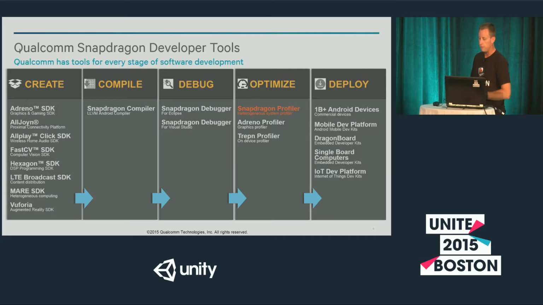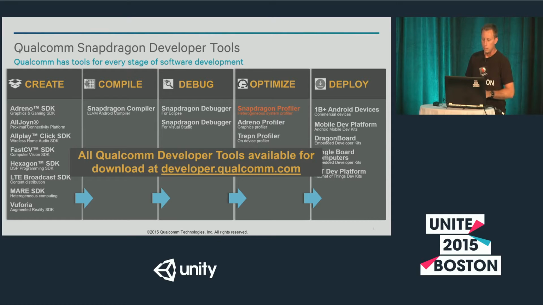And finally, the deploy phase, which is all these development platforms that you can get from us. You do have the 1 billion plus Android devices that are commercially available now, but you also have mobile development platforms. We have Dragonboards, which are embedded developer kits, various single board computers, and the Internet of Things dev kits, which I believe are fairly new from Qualcomm. Important thing is that all of these things are available for download for free at developer.qualcomm.com, so you can get those today.